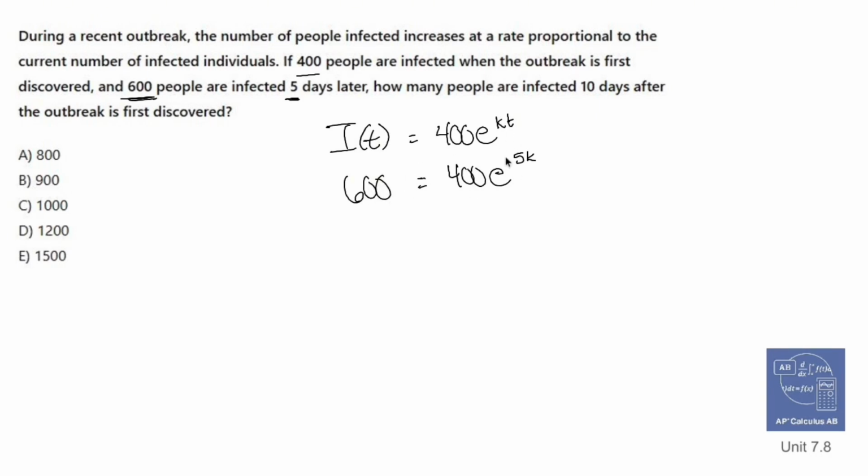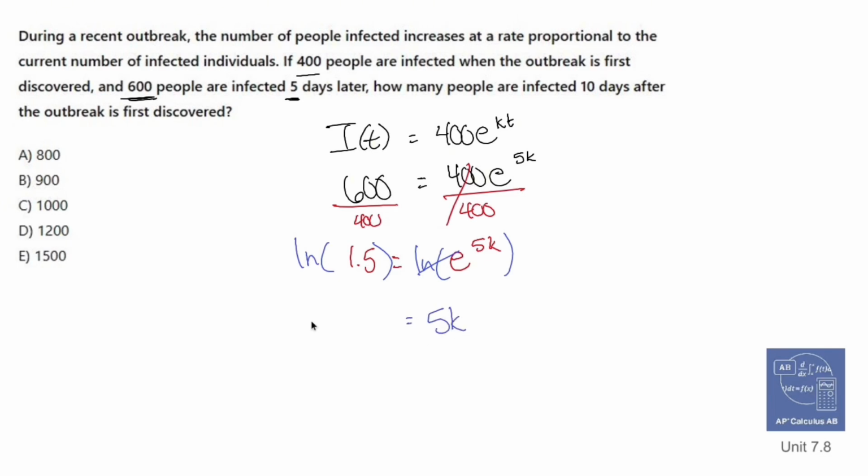Now let's find out what that k is and do a little bit of math. Let's divide both sides by 400. That's going to give us 1.5, which equals e to the 5k. In order to drop that k down, let's ln both sides. So ln of 1.5, and ln of e to the 5k cancels out and drops down to 5k. So I have ln of 1.5 equals 5k. Divide by 5, divide by 5, and k equals ln of 1.5 over 5, which I already looked at ahead of time, is going to be 0.0811. That's what k is.